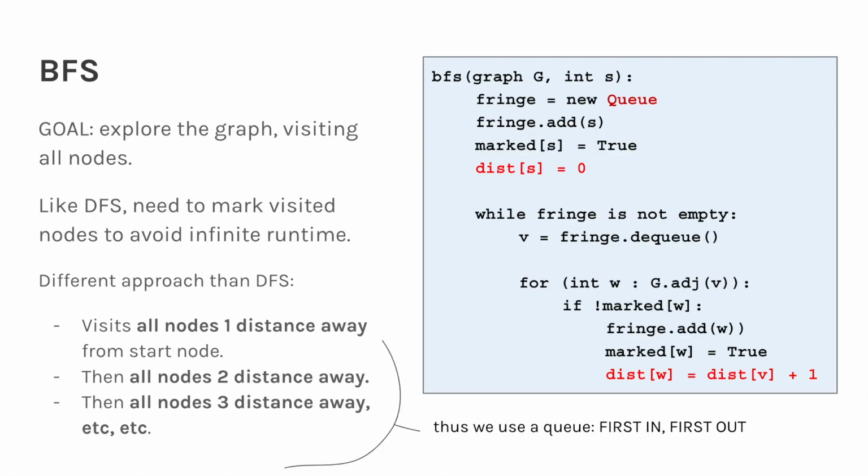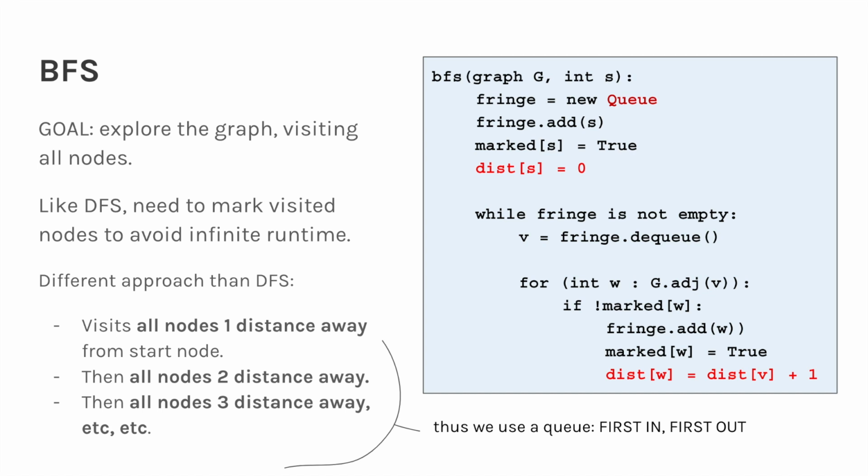Okay, back to graph traversals. Let's talk about BFS, breadth first search. This is the yin to the yang, DFS, BFS. Same goal as DFS. We want to explore the graph, want to visit all the nodes. And like DFS, you also need to mark your visited nodes to avoid infinite runtime. But it takes a different approach than DFS.